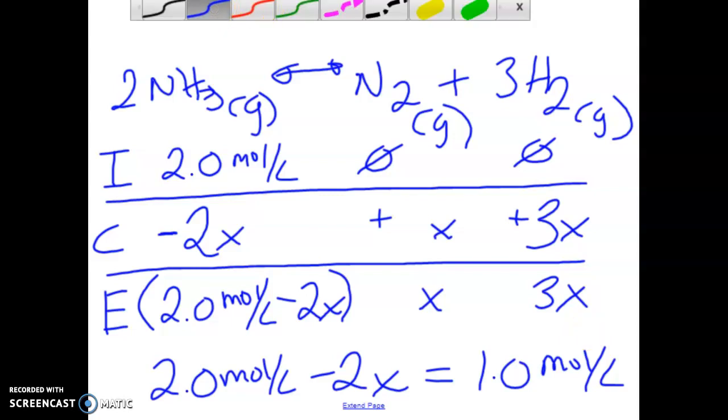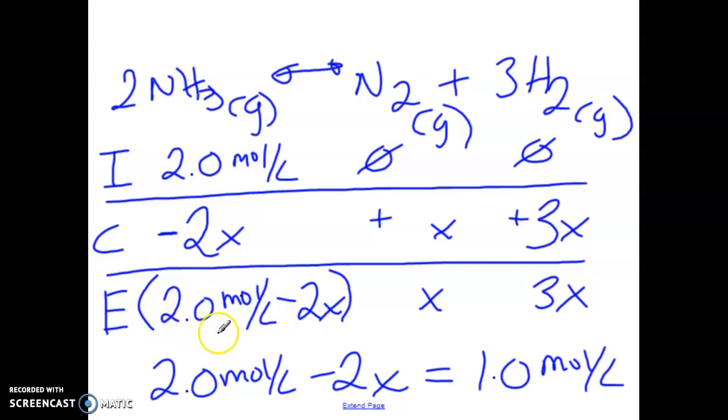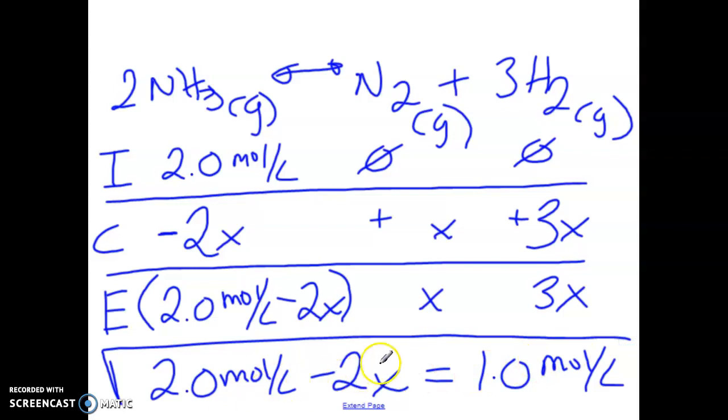So since we know what the equilibrium concentration is for ammonia, and we've created this equilibrium expression from the ICE table, we can actually use this relationship to solve for X. So if you recall, what the question actually wants us to solve for is the equilibrium concentration of nitrogen and of hydrogen. So essentially, when you solve for X and then plug X into these expressions for the ones we want, we get that value.